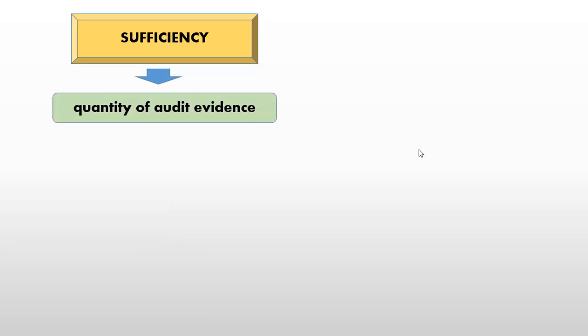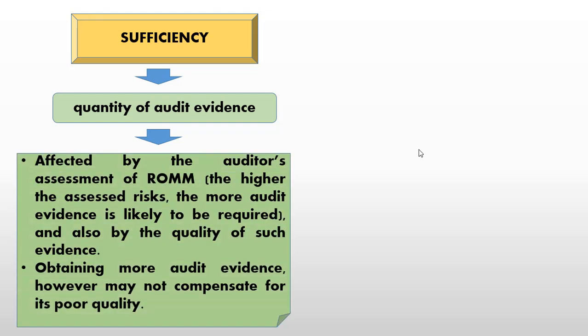Now, with regards to evidence, we have what we call sufficiency and appropriateness. So let's talk about sufficiency. Sufficiency focuses on the quantity, or the number, of audit evidence that we need to collect. It is affected by the auditor's assessment of risk of material misstatements. So more audit evidence is likely to be required if there is a higher assessed risk. Obtaining more evidence, however, may not compensate for its poor quality.